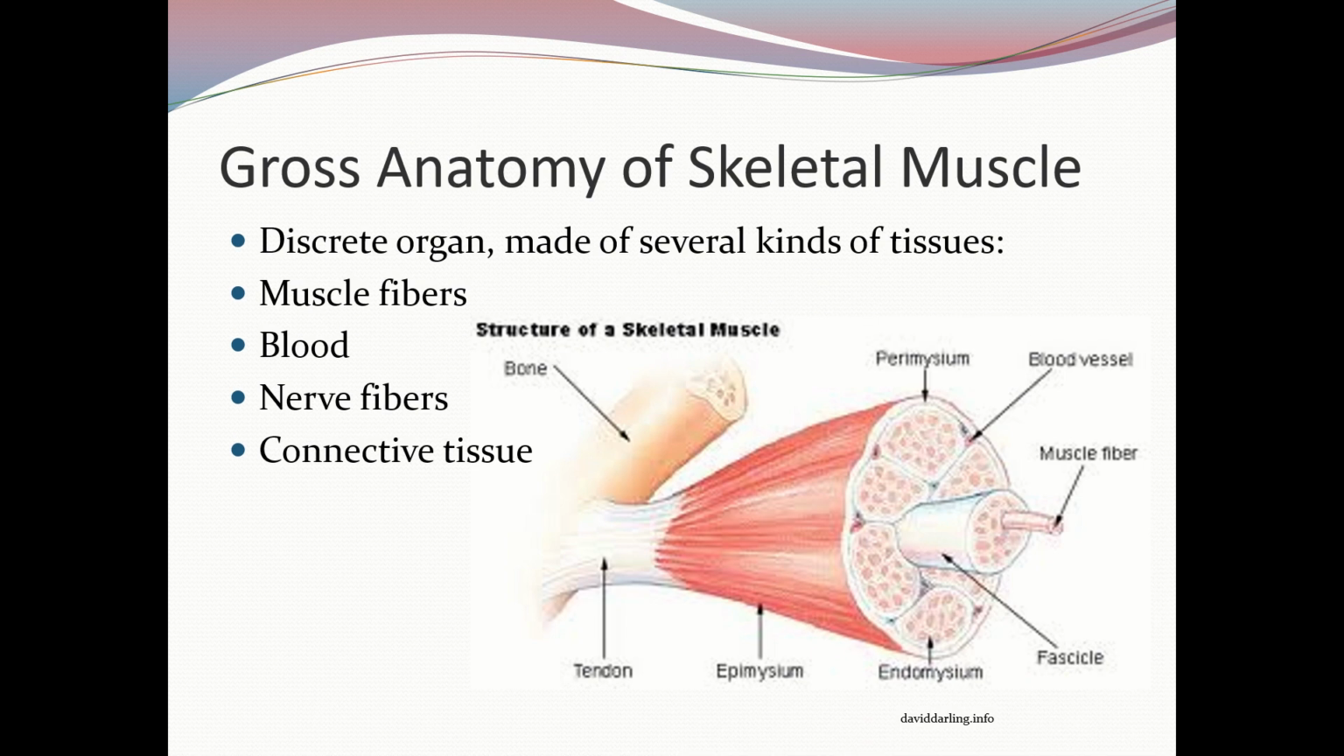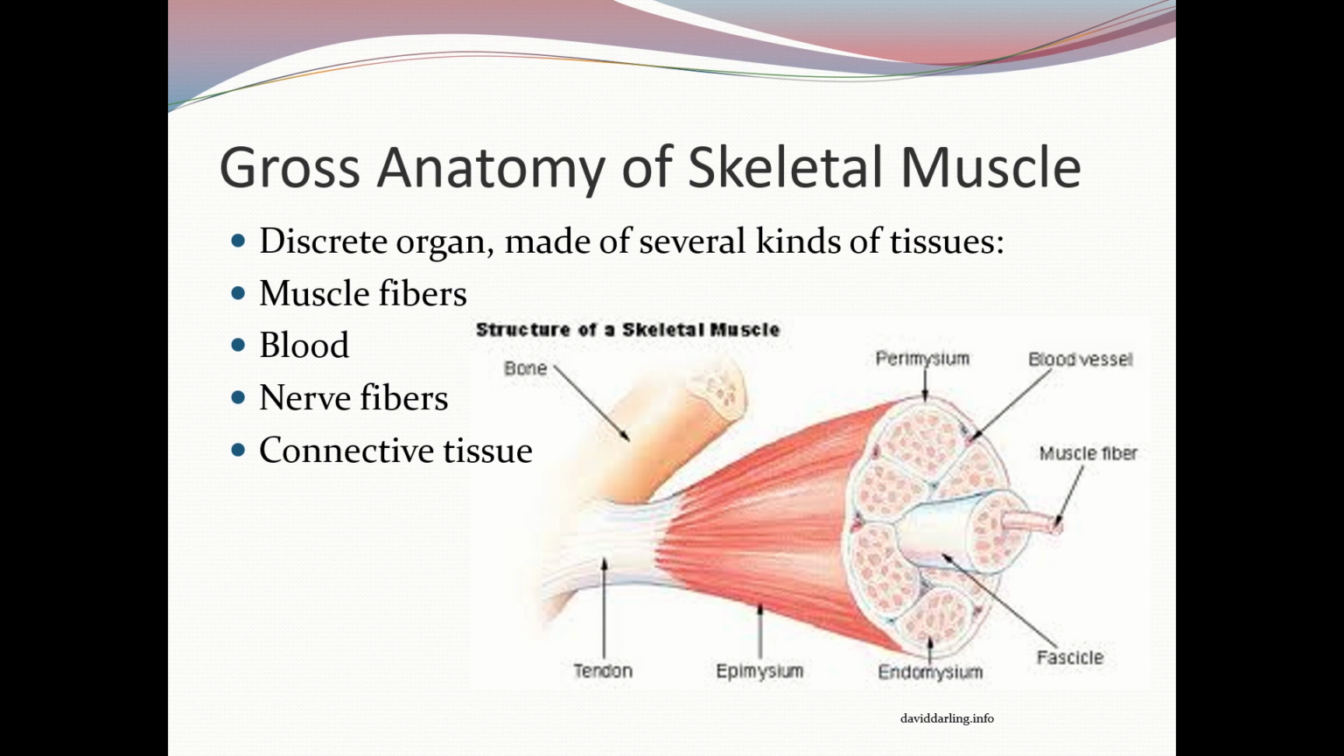The gross anatomy of skeletal muscle is as follows. The skeletal muscle is a discrete organ, and it is made of several kinds of tissues. They will, of course, be muscle fibers, but also blood vessels, nerve fibers, and connective tissue. The illustration shows the muscle attached to the bone by a connective tissue called the tendon. The tendon is continuous with the epimysium, a connective tissue that surrounds the entire muscle. The perimysium and the endomysium are connective tissues deep within the muscle.